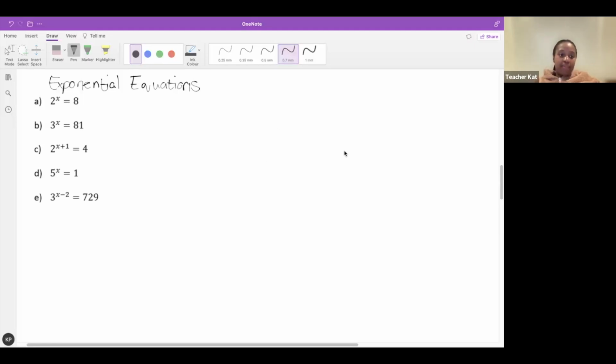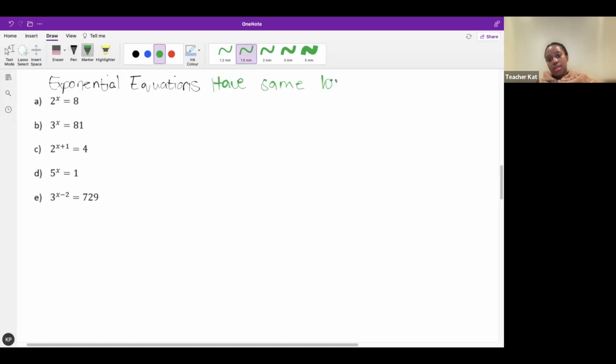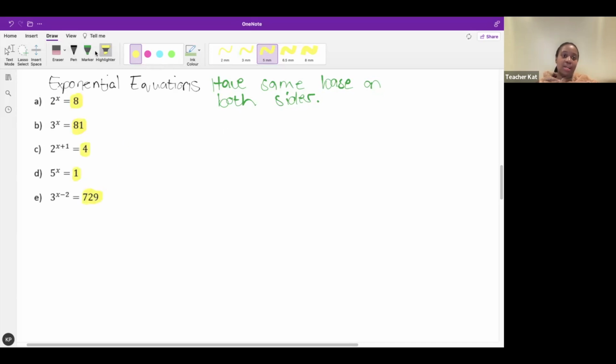So just to remind everyone, we said our main goal over here is to have the same base on both sides. All right, guys, have the same base on both sides. That means we're going to change one of these sides. It's usually this side, to have the same base as the left-hand side.